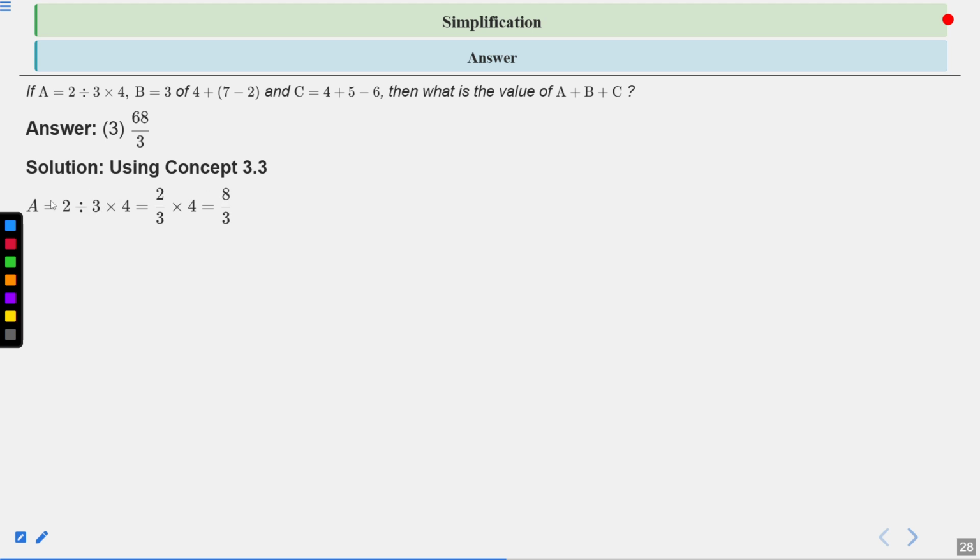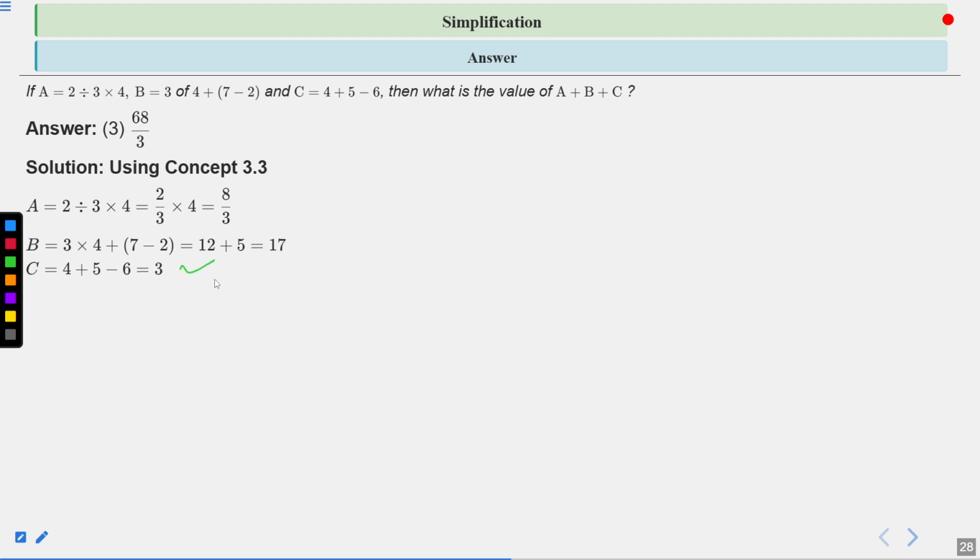So by the BODMAS rule, A equals 2 divided by 3 multiplied by 4. So what we can write? We can write it in the form of 2 upon 3 multiplied by 4. We get the value of A, which becomes 8 by 3. Same way, we can calculate the value of B. So the value of B will become 3 into 4 plus 7 minus 2. So it will become 12 plus 5, which is equal to 17. Again, the value of C will become 4 plus 5, which is equal to 9, minus 6 becomes 3.